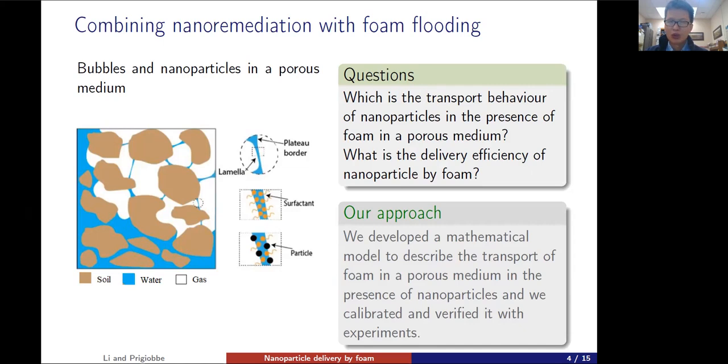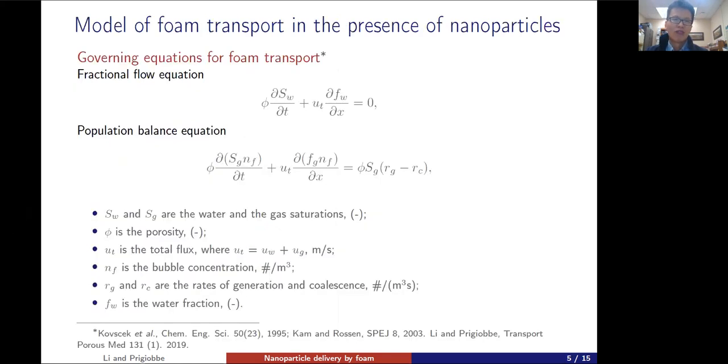To answer these 2 questions, we developed a mathematical model to describe the transport of foam in porous media and in the presence of nanoparticles, and calibrated it with experiments. So the first part of the model is foam transport. It is composed of a fractional flow equation, which is used to represent the flow of water and gas phase. And then the population balance equation, which describes the foam generation and the coalescence process.